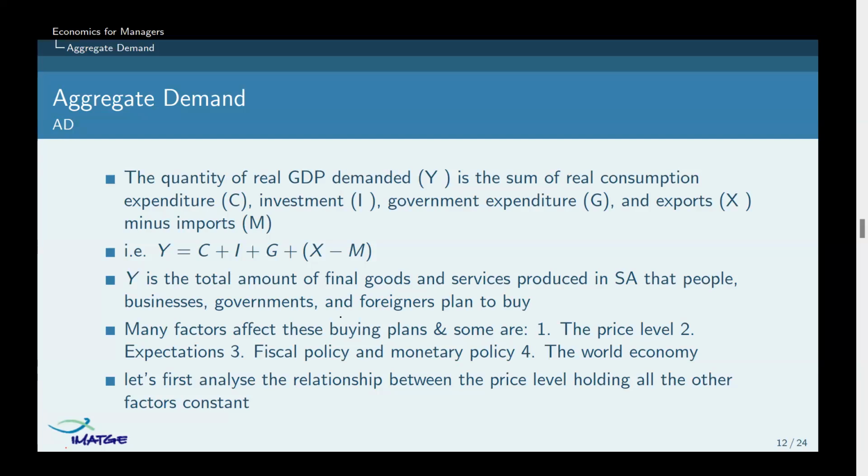So the quantity of real GDP, which is Y, this is real GDP or income, is the sum of real consumption expenditure, investment expenditure, government expenditure. Stabiso?